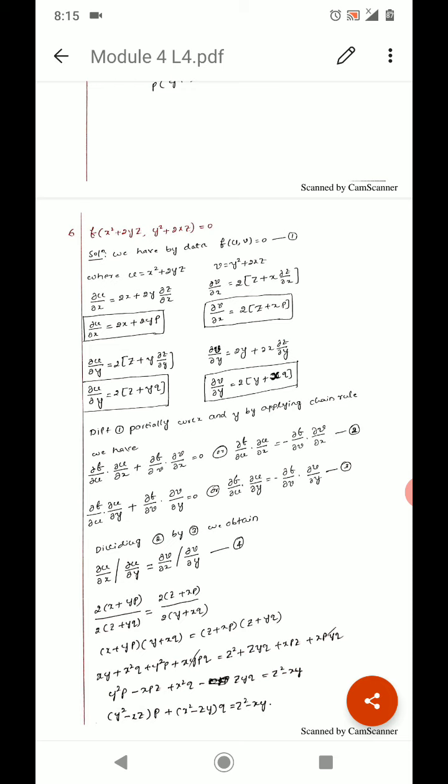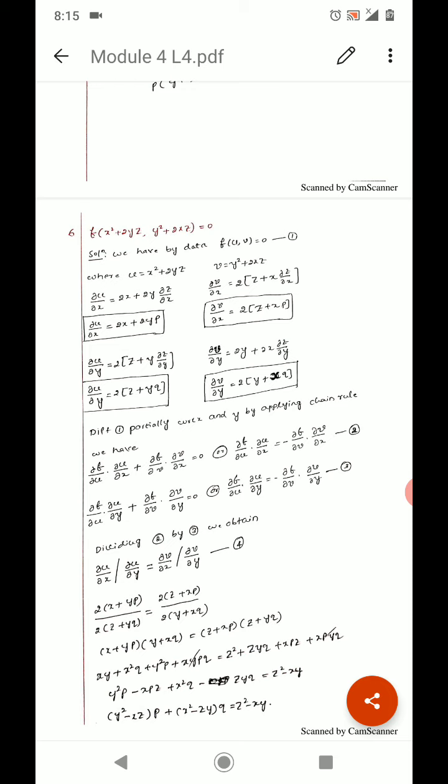So we have the standard result, del u by del x divided by del u by del y, which is equal to del v by del x divided by del v by del y. So substitute the values. We obtain 2 of x plus yp divided by 2 of z plus yq, which is equal to 2 of z plus xp divided by 2 of y plus xq. So solving this, we obtain x plus yp into y plus xq, which is equal to z plus xp into z plus yq.